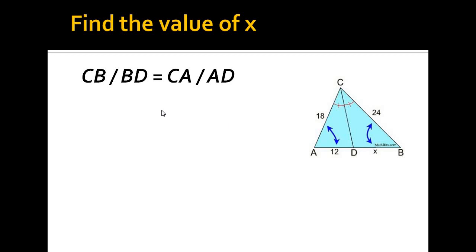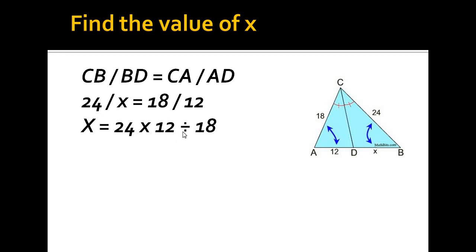By substituting the length of each side, the length of CB equals 24, the length of DB equals x, so 24 over x equals 18 over 12. Of course here by cross multiplication we will find the value of x. So x here will be 24 times 12 divided by 18. So the value of x will be 16.